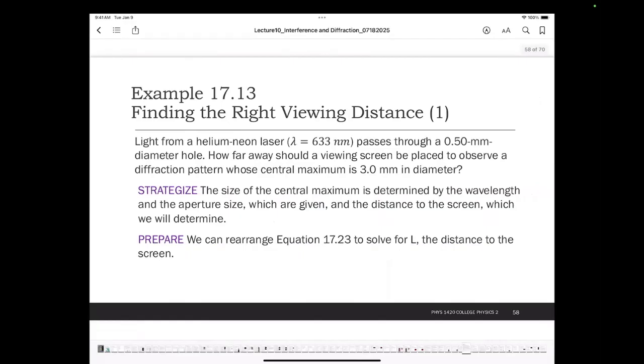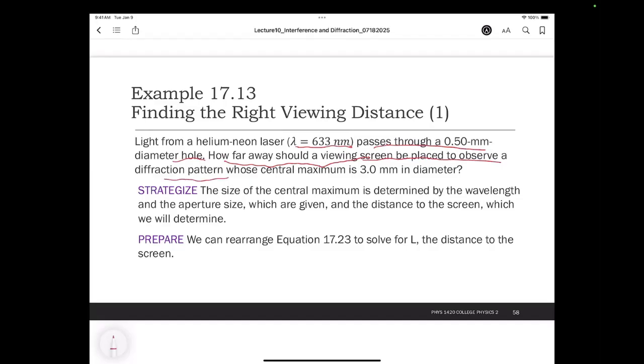Finding the right viewing distance. Light from a helium neon laser, the wavelength is 633 nanometers, passes through a 0.5 millimeter diameter hole. How far away should a viewing screen be placed to observe a diffraction pattern whose central maximum is 3 millimeters in diameter? The size of the central maximum is determined by the wavelength and the aperture size, which are given, and the distance to the screen, which we will determine.